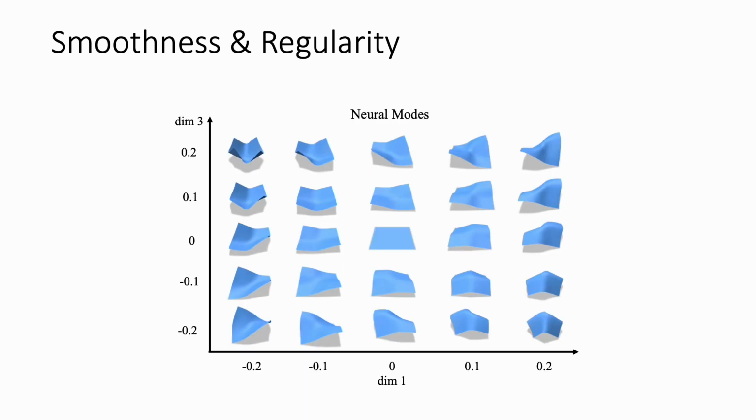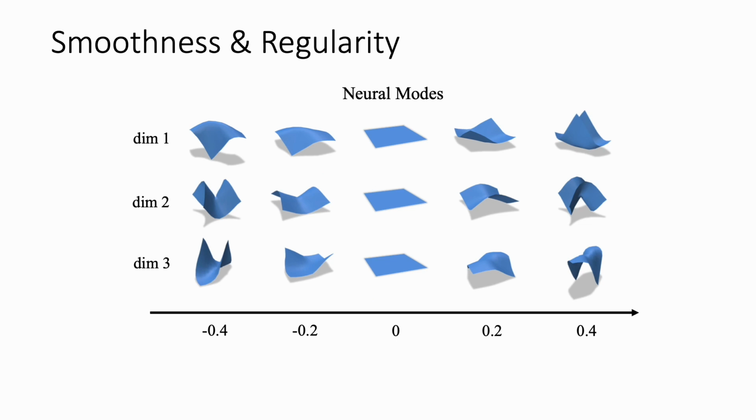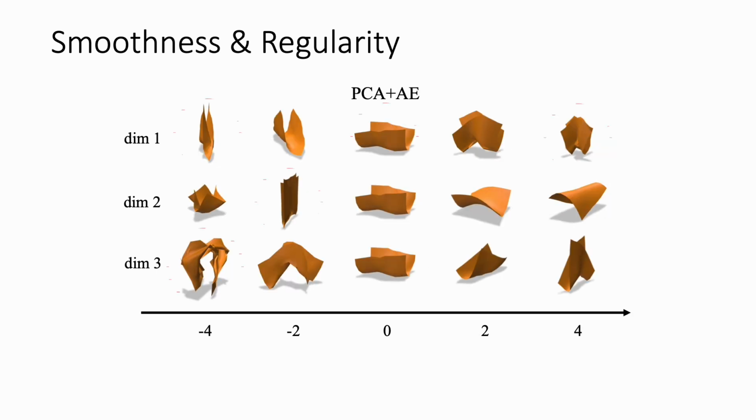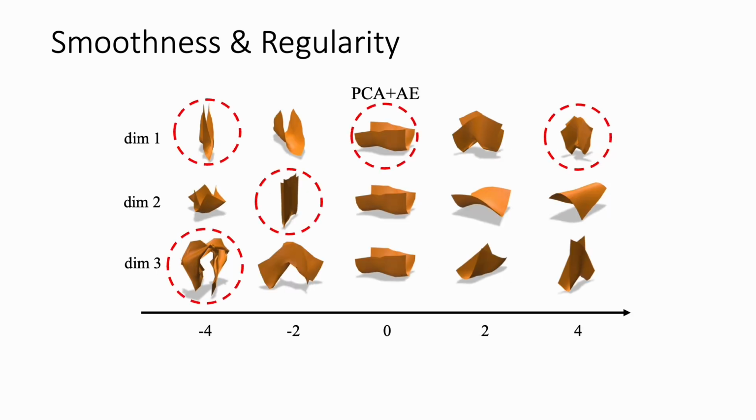Here, we show a two-dimensional slice of the subspace. Note how shapes evolve smoothly along the latent space coordinates, but also along any other direction. This smoothness makes our learned modal subspace ideal for keyframe animation, subspace simulation, and other applications that rely on gradient-based optimization. Furthermore, neural modes are regular in the sense that interpolated geometry is semantically bounded by the germinal states. By contrast, the latent space of PCA plus AE is interspersed with distorted or crumpled shapes that are physically implausible.